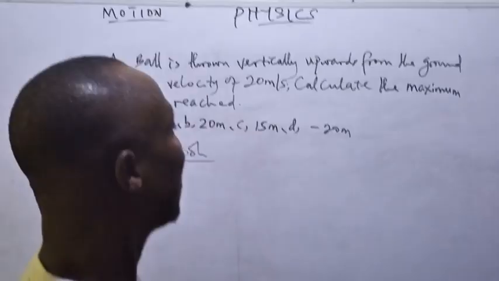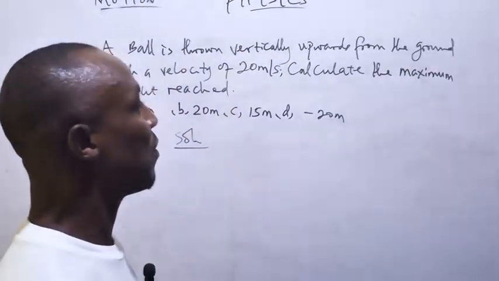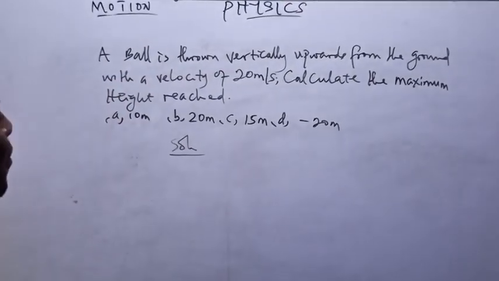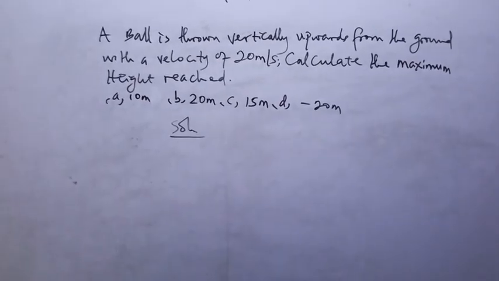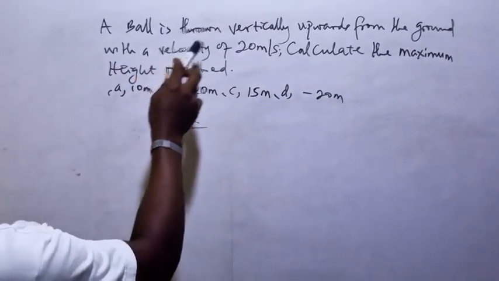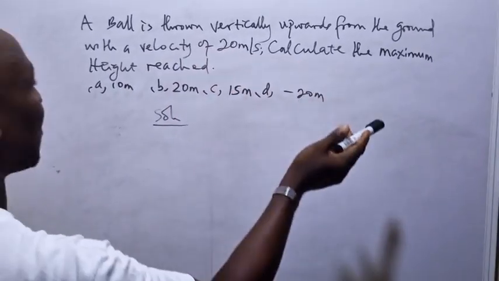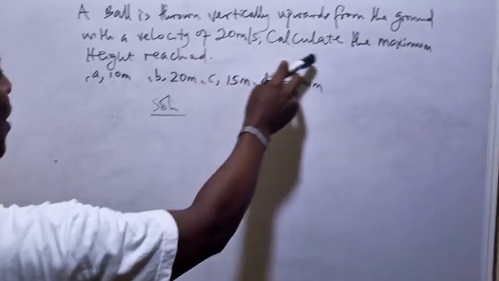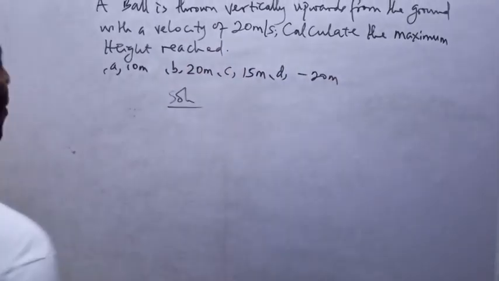We have today a very different kind of question from the ones we have solved, but you will still see how simple it will be. A ball is thrown vertically upwards from the ground with a velocity of 20 meters per second. The question is: calculate the maximum height reached.